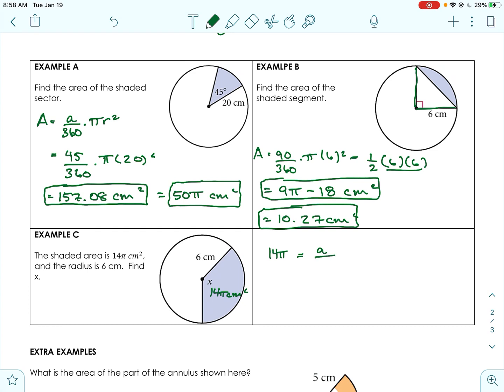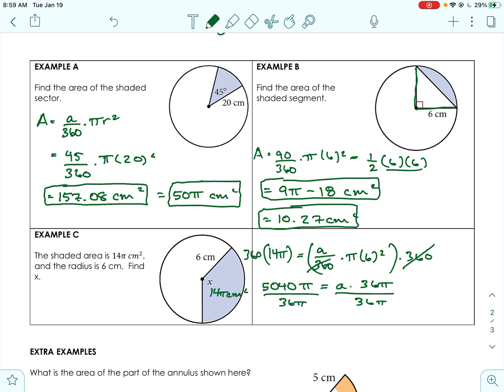We know the area of a sector is equal to A over 360 times pi times the radius squared. So what I'm going to do here is multiply everything by 360. So 360 times 14 is 5,040. So we have 5,040 pi. That's equal to A times 36 pi. If we divide by 36 pi, the pi's cancel out. 5,040 divided by 36 is equal to 140. So we get A, the central angle, is equal to 140 degrees.